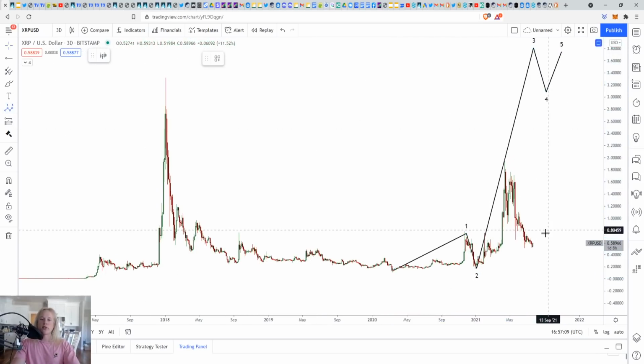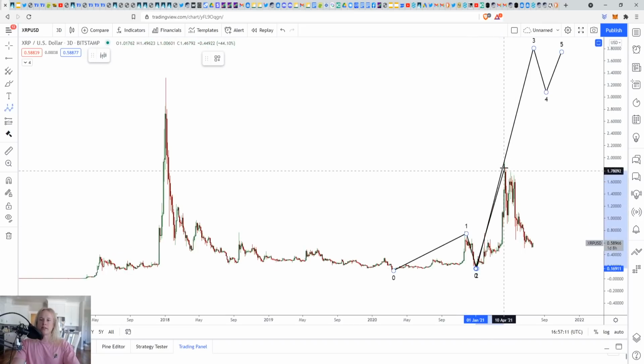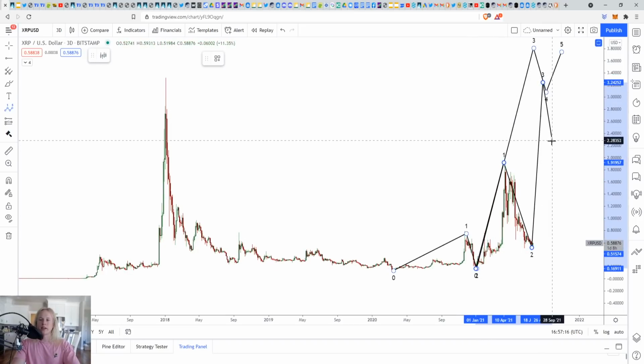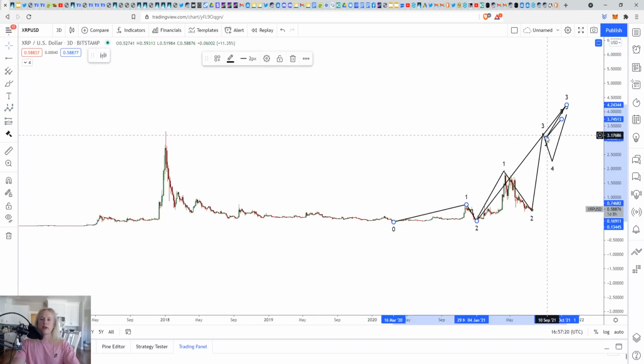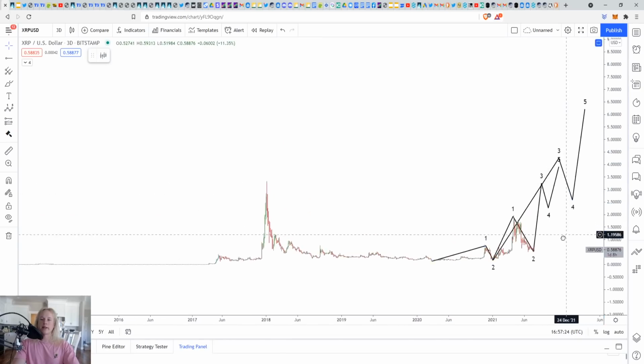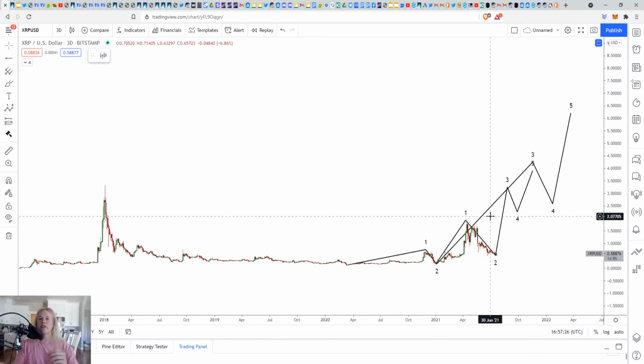So inside of wave 3, we have to have 3 impulse waves. This is impulse wave 1. We're going to get impulse wave 3, and then we're going to get impulse wave 5. And that is only going to be the very top of wave 3. We'll have a short-term correction, and then we'll get another 5 wave after that. So guys, this is literally just the very, very beginning stages of an Elliott wave impulse.